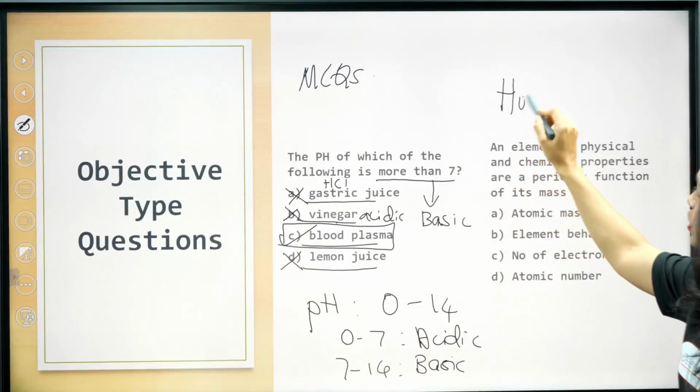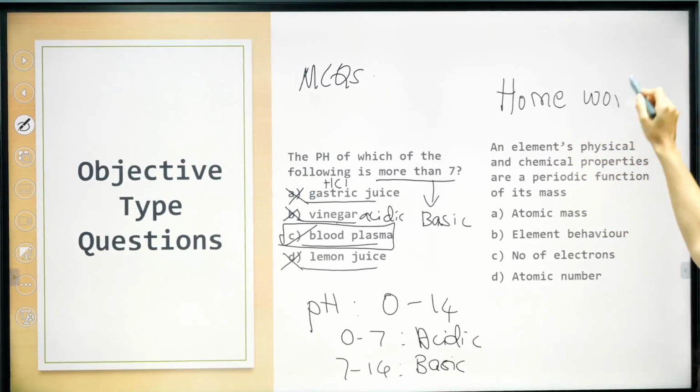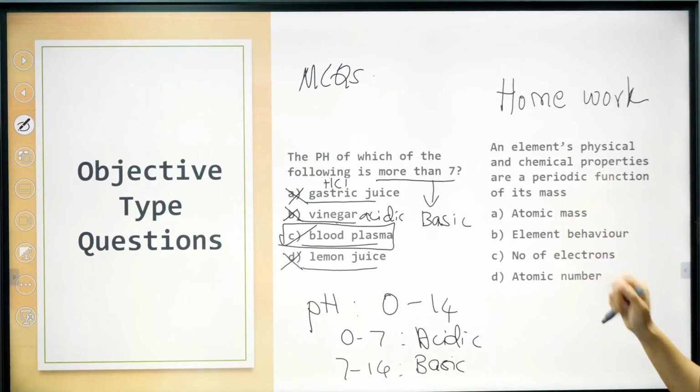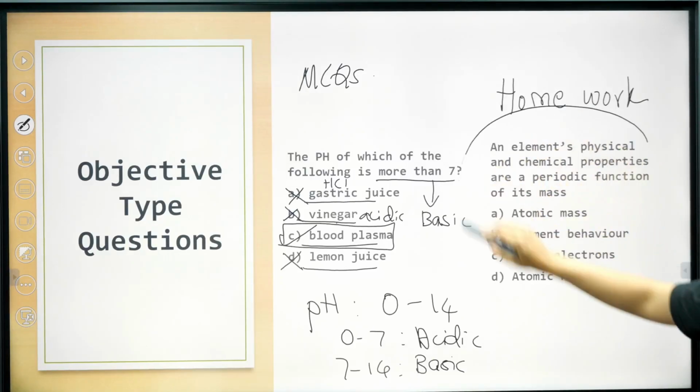Next, this is your homework question. An element's physical and chemical properties are a periodic function of its mass, atomic mass, element behavior, number of electrons, atomic number. So an element's physical and chemical properties are a periodic function of its dash. What is it? Let me know.